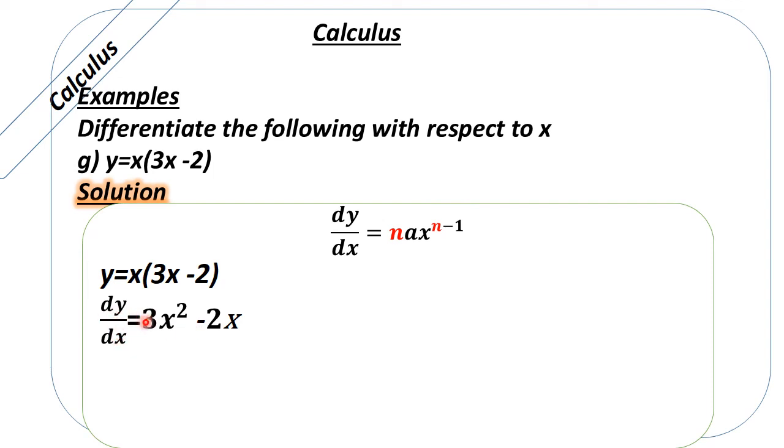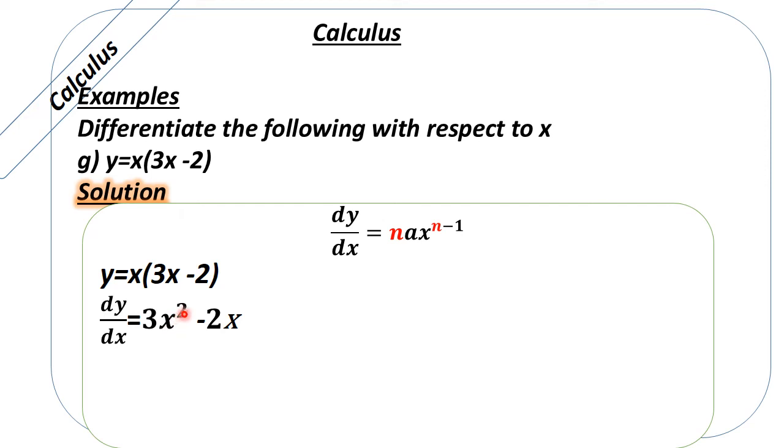I did this because of the common mistake that students make: when expanding, they might end up writing dy/dx, which is wrong. This is just y, which has been expanded. So this is y is equal to 3x squared minus 2x. The next stage is where you write dy/dx, when you start differentiating.